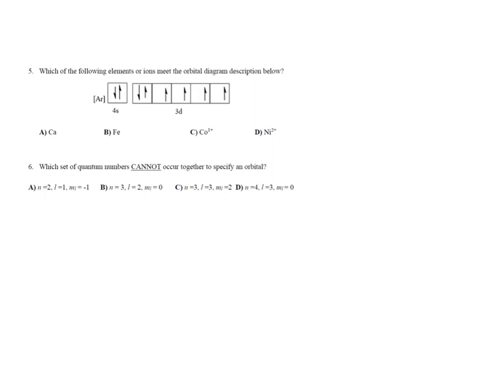All right, so the next thing I would like for you all to be able to do is the orbital diagram description. So these are with the boxes. And this is also condensed because we have argon here. So that's 18 electrons. 18 electrons for argon. So you find argon on the periodic table.